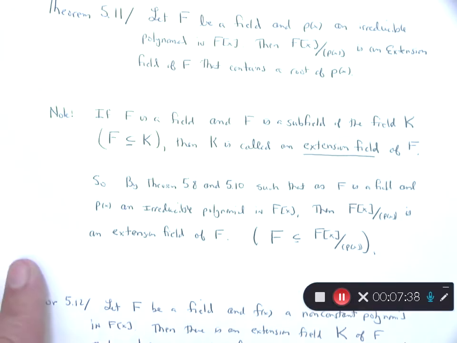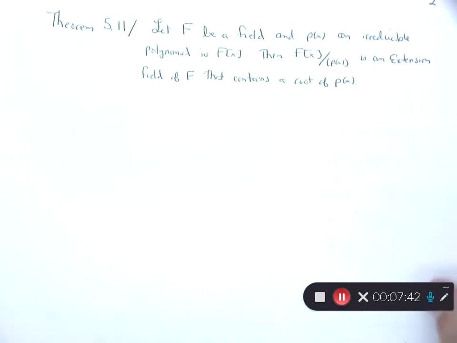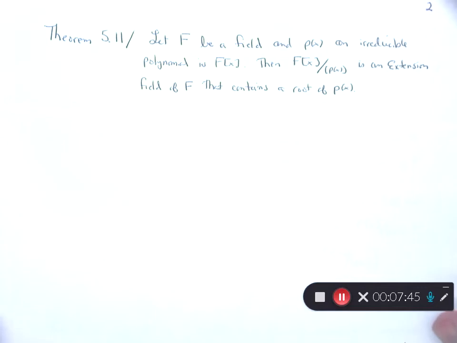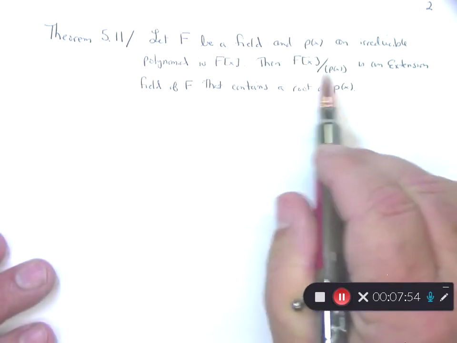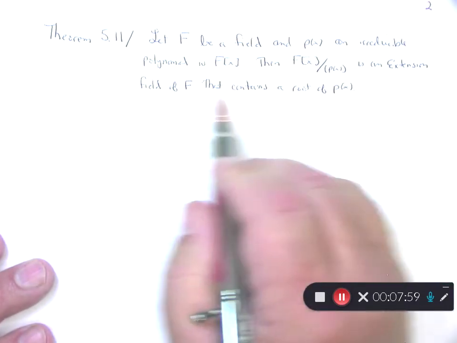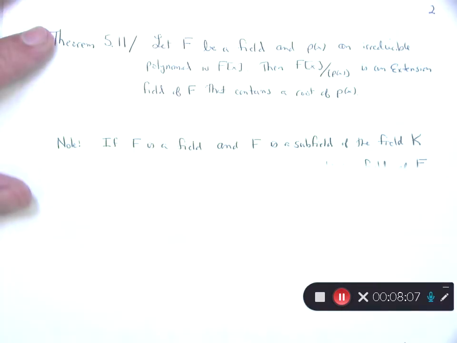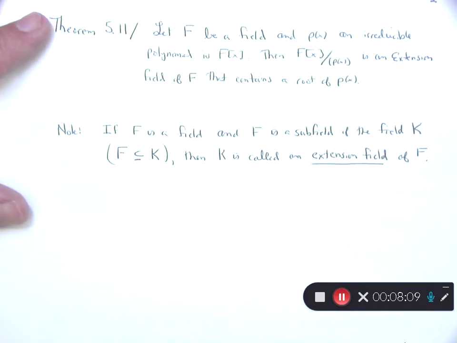So, some ideas behind here, setting you up for future math classes and the like. Theorem 5.11 says this: let f be a field, and p of x an irreducible polynomial in f adjoined x. Then f adjoined x modded out by p of x is going to be an extension field of f that contains a root of p of x. Now what this means is this. We've got this idea of an extension field, so I have to write you a note, pretty much as a definition.